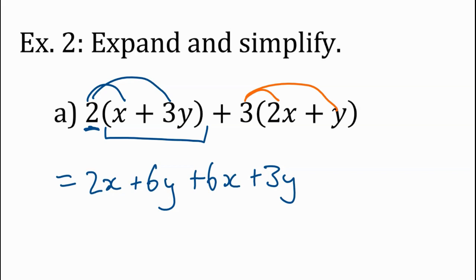Let's just keep it simple. Let's say x is apples, y is bananas. So 2 people are getting 1 apple and 3 bananas, and 3 people are getting 2 apples and 1 banana. That's what they ordered.